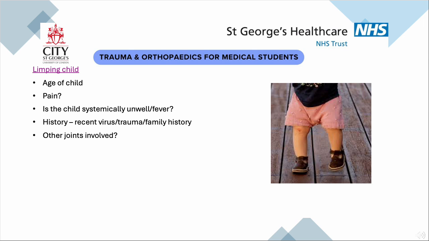Right, we're changing tack a little bit now, moving away from fractures to the limping child. Now, this is something that as a paediatric orthopaedic doctor, I get calls about very, very regularly. It's very common for a child to present to accident and emergency with a limp. And your differential diagnosis is going to really depend on the following points. First of all, you want to know the age of the child. Is the child in pain? Are they systemically unwell with a fever? Pertinent points in the history: recent viral infection, history of trauma, family history of any joint problems. And does it appear to be localised to just one joint, or are any other joints painful?